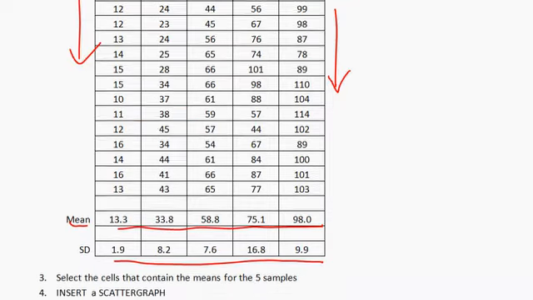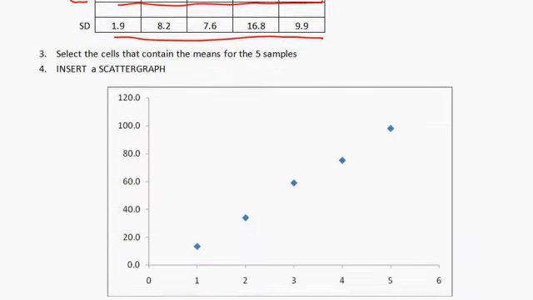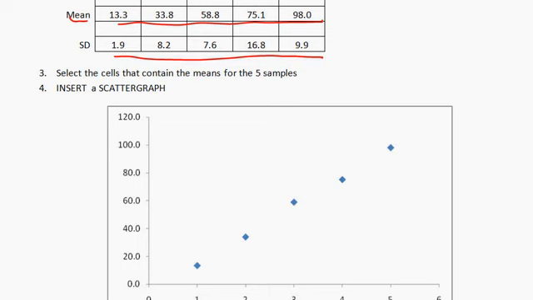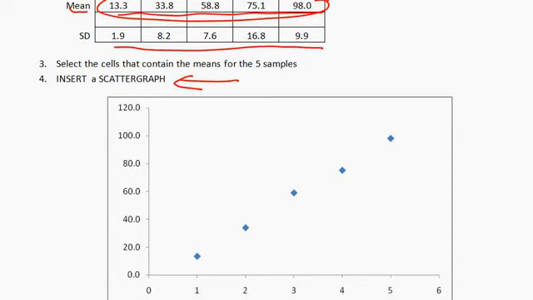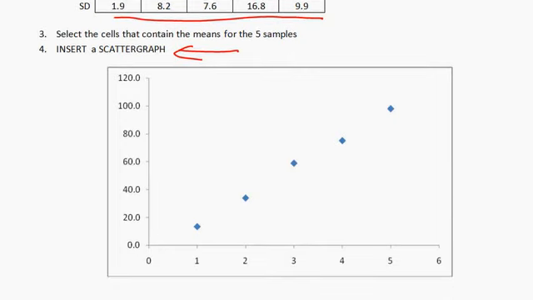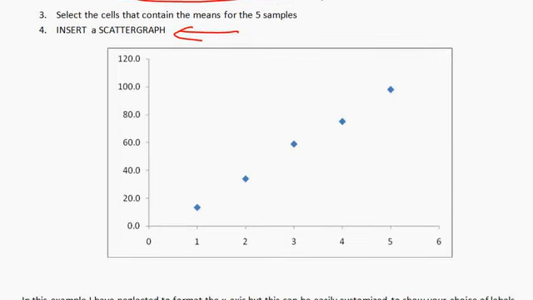Okay, so we're going to plot our graph. The first thing to do is to select the means, these ones here, select those, and then we're going to go to insert a graph, a scatter graph, and that would produce a graph that looked like this. In this particular graph, the axes have not been formatted, and this would be very important to finish off with.